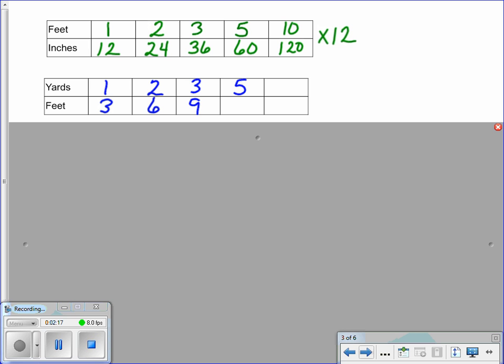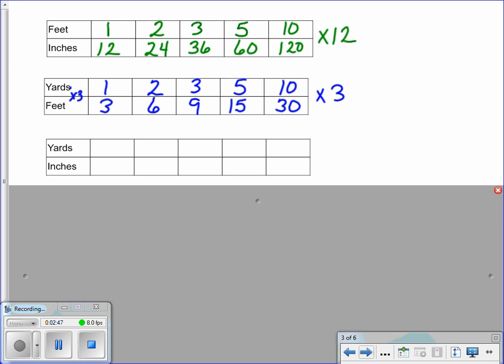5 yards will be equal to 5 times 3 is 15 feet. 10 yards, 10 times 3 is 30 feet. Our rule here was times 3. The number of yards times 3 equals the number of feet.